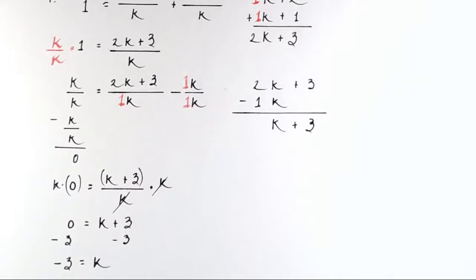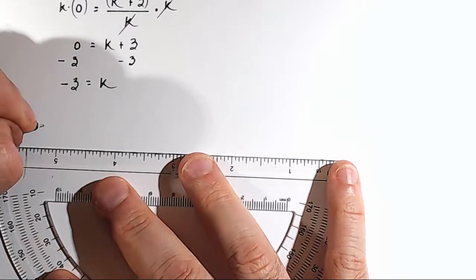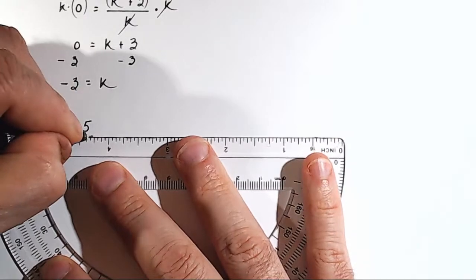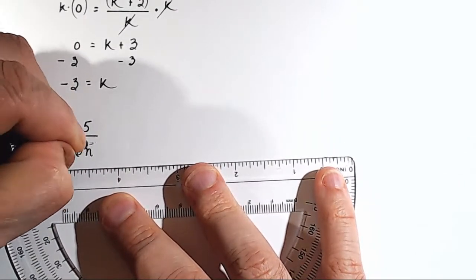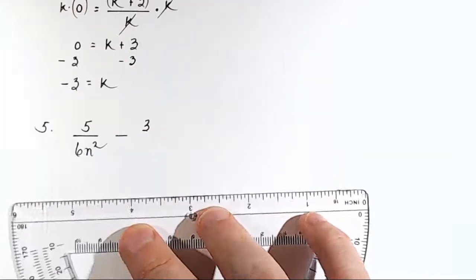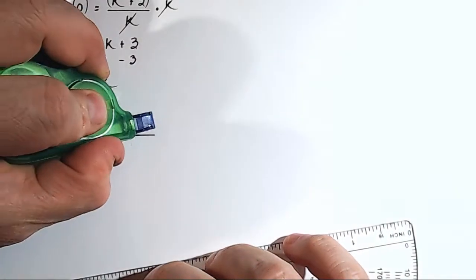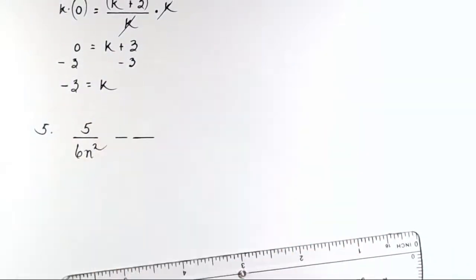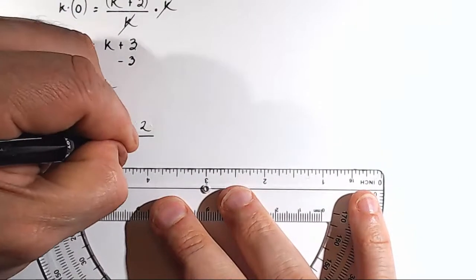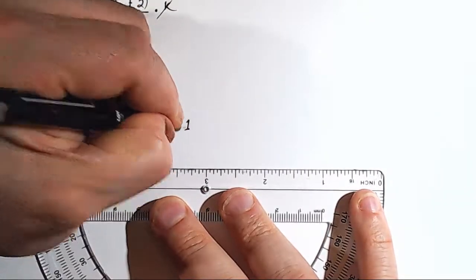Now we'll do number 5. Number 5, we're given 5 over 6n squared minus, or rather I should say 2, it's not 3, it's 2. My eyes looked at the wrong line. 2 over 3n equals 1 over 6n.